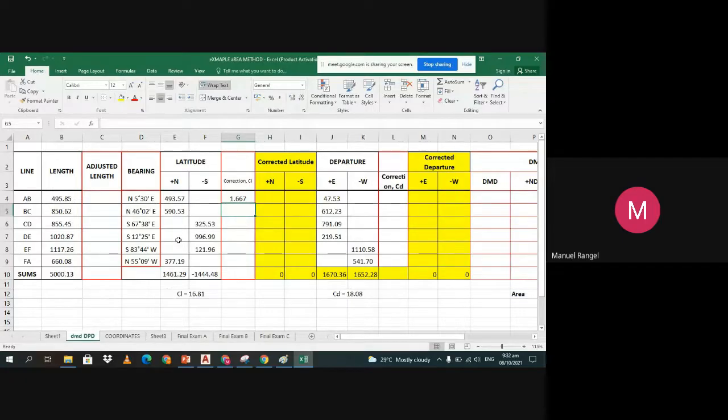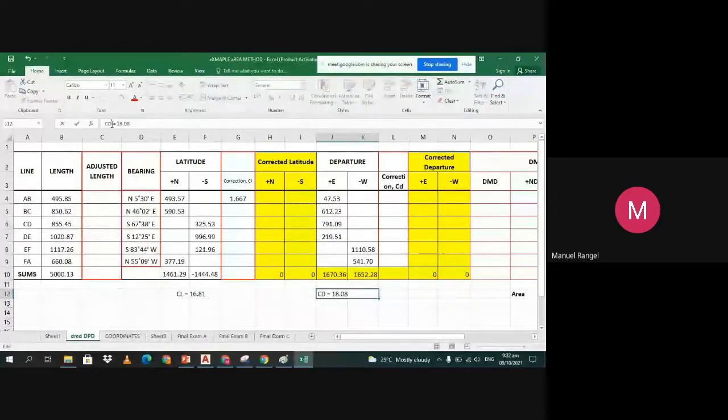Then for line BC, that is equals to CL. So dako yun ang CL dapat. Kani nakuha ni using kuha ang difference sa north and the south. Okay, so that is 850.62, 16.81 times 850.62 divided by 5,000.13. So that is equal to 2.85986.